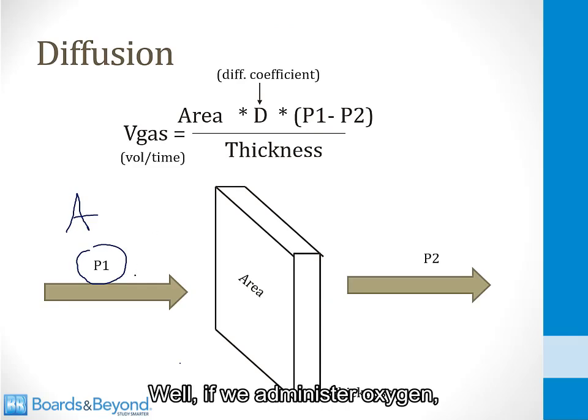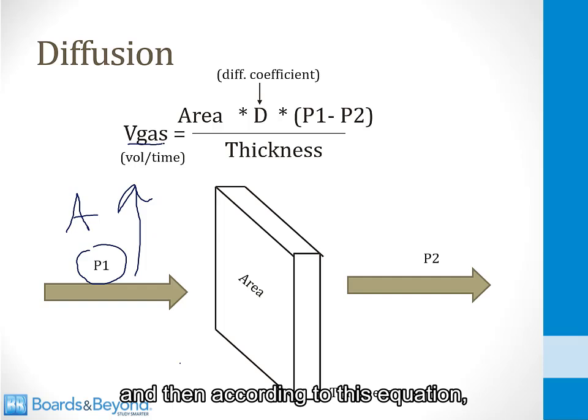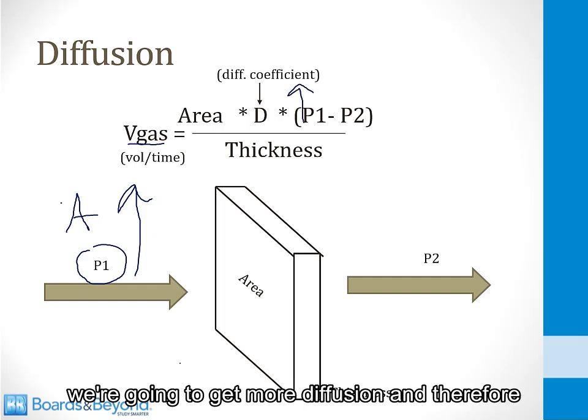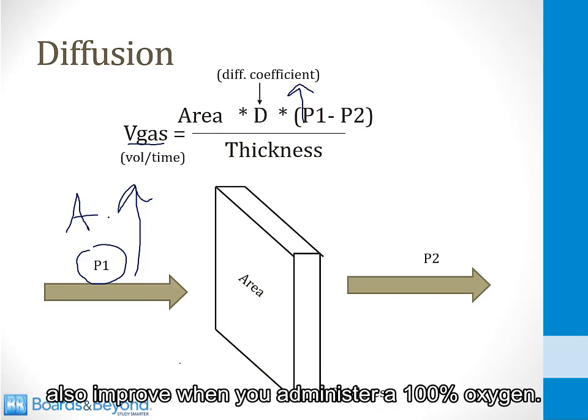Well, if we administer oxygen, P1 is going to go up. And then according to this equation, with a higher P1, we're going to get more diffusion. And therefore, patients with diffusion limitation also improve when you administer 100% oxygen.